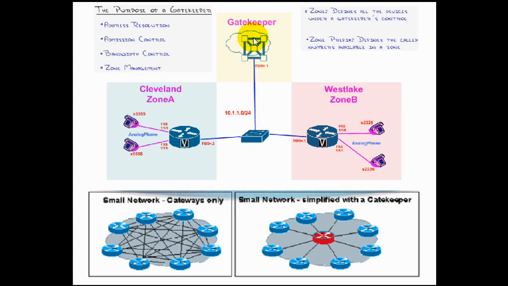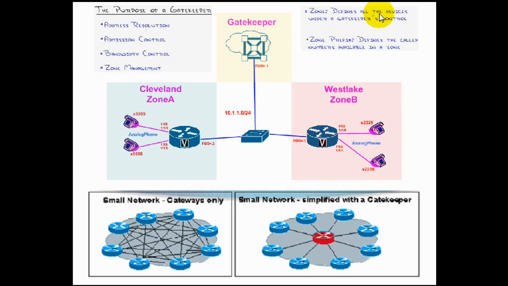This is the topology that we're going to be working with. We have three routers here. The first router up here is going to be the Gatekeeper, and that's going to be at 10.1.1.1. And then we have the Cleveland router in Zone A, and that's going to be at 10.1.1.2. And then we have the Westlake router in Zone B, and that's going to be at 10.1.1.3.